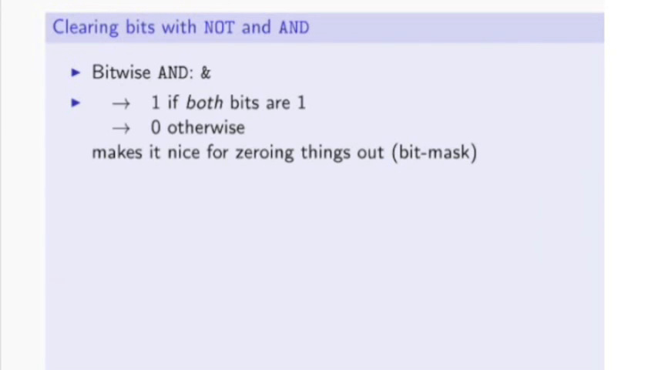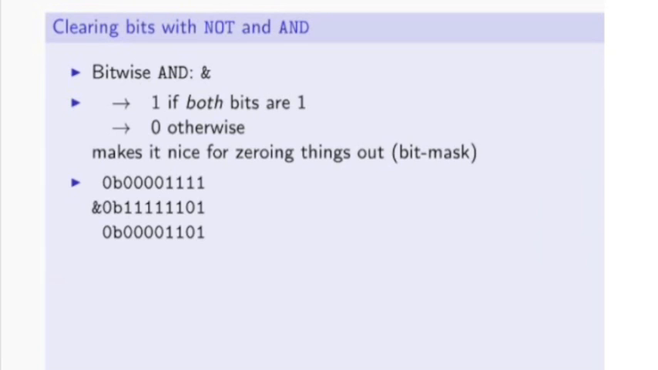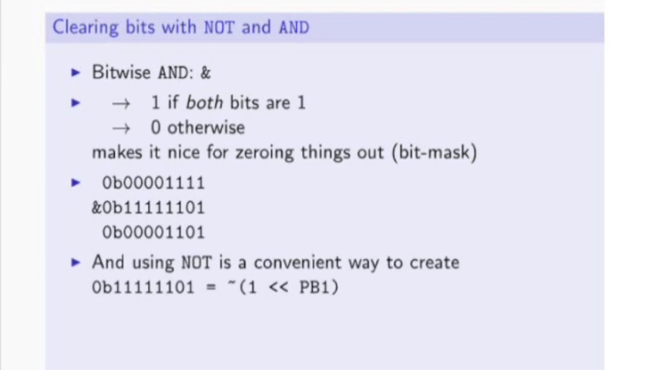AND is 1 if both bits are 1. So the result is a 1 if input 1 is 1 and input 2 is 1. Otherwise, it's a 0. This makes it totally useful for zeroing things out. So if you start out with 4 bits off, 4 bits on, and you AND it with something that has only 1 bit off, then you clear out that 1 bit that was off. The easiest way to make a string with all bits on except for 1 that's off is, ironically, to make the opposite of that string and then NOT it.